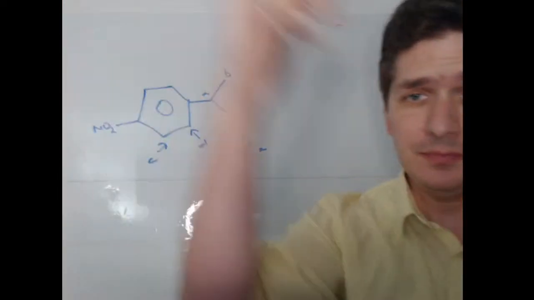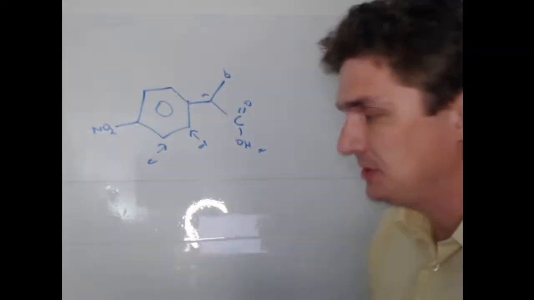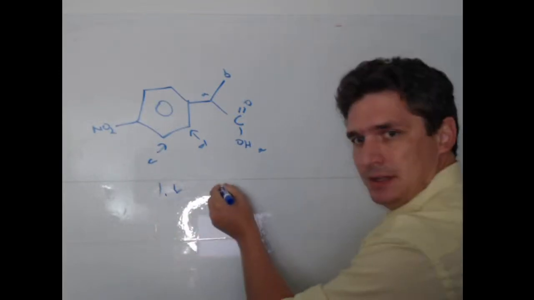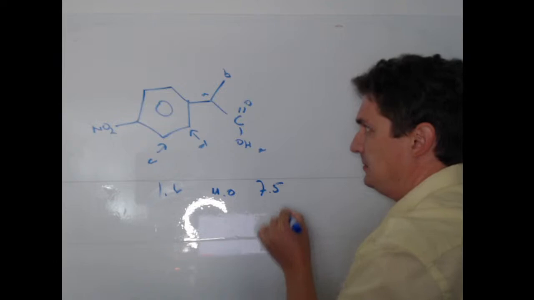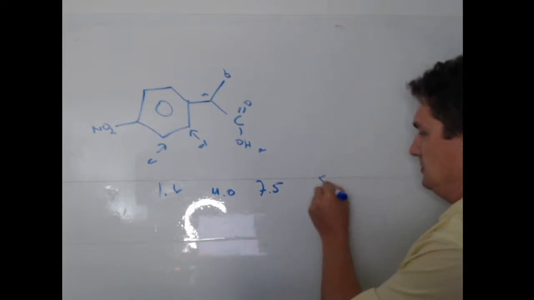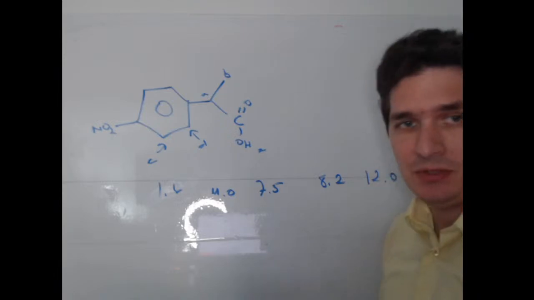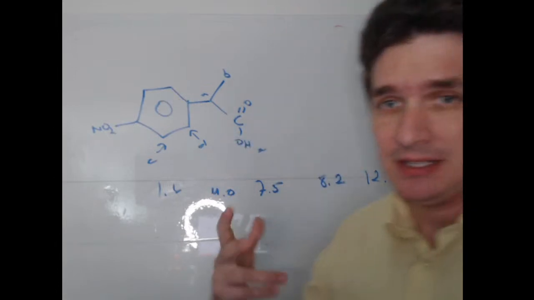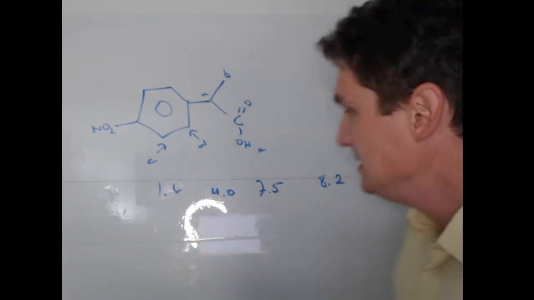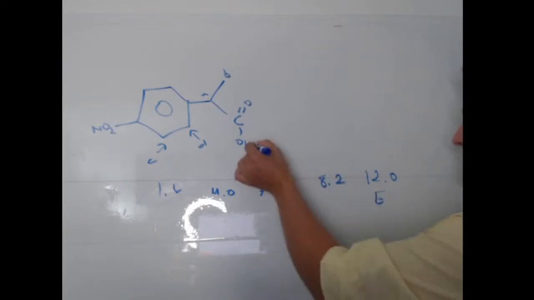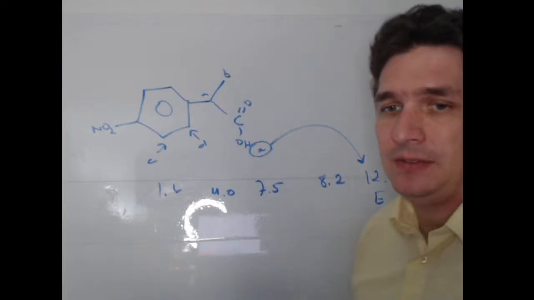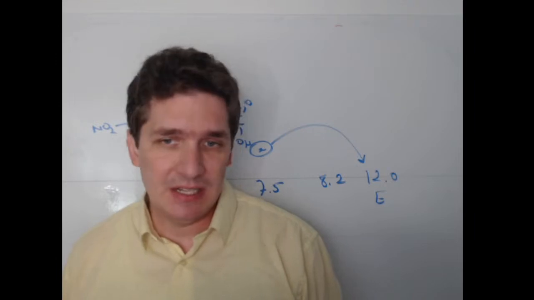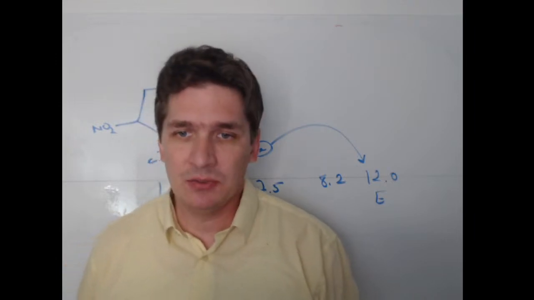All right, so you're given a range of shifts: 1.6, 4.0, 7.5, 8.2, and 12.0. The easiest ones to assign are always the extremes. Oxygen is far more electronegative than carbon. This is a carboxylic acid, as the name implies. The hydrogen is quite labile, so your E here is definitely going to be the 12.0. If you look at tables of common NMR chemical shifts, carboxylic acids all sit down here at about 12.